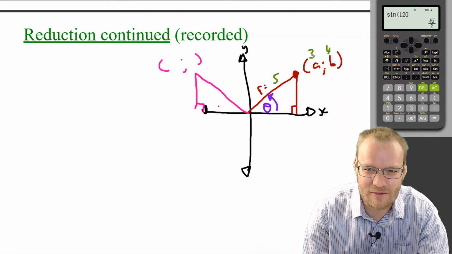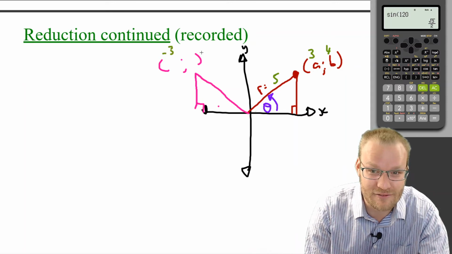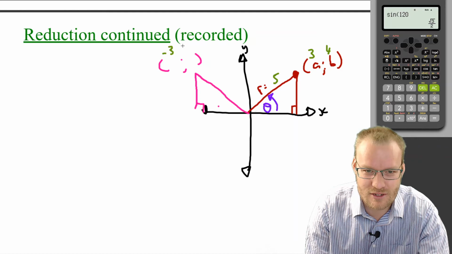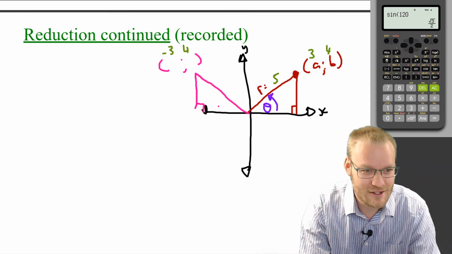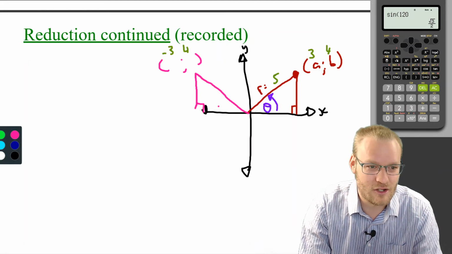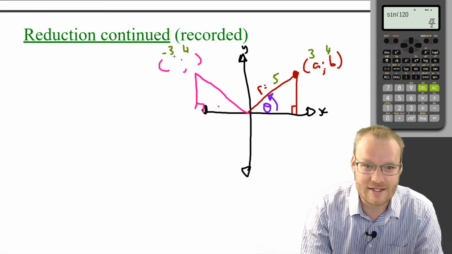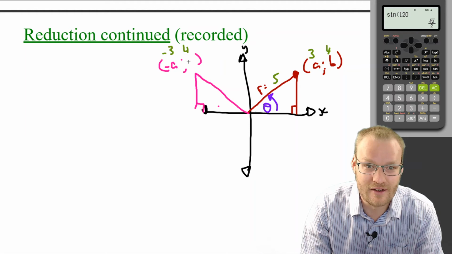So we can say, if that were 3, this one would be negative 3, but this one would still be 4. In other words, the y value is the same, but the x has reflected, so it becomes negative. So in terms of our a's and b's, this was negative a, this was still b, and r stays r.